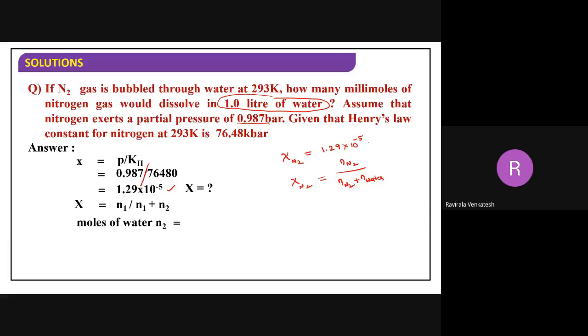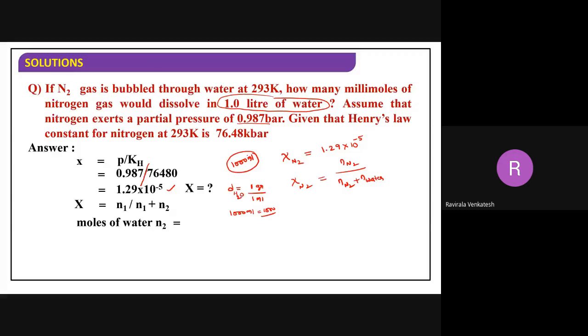1 liter means what? 1000 ml. Now what is the weight of 1000 ml in grams? Density of water is equal to what? Density of water will be 1. That means 1 gram of water will contain 1 ml. Based upon that, 1000 ml contains what weight? 1000 grams. So the weight of 1000 ml is equal to 1000 grams.